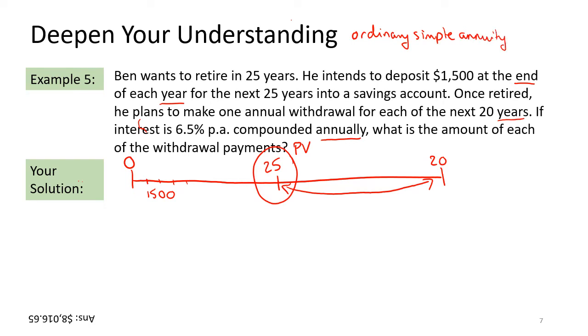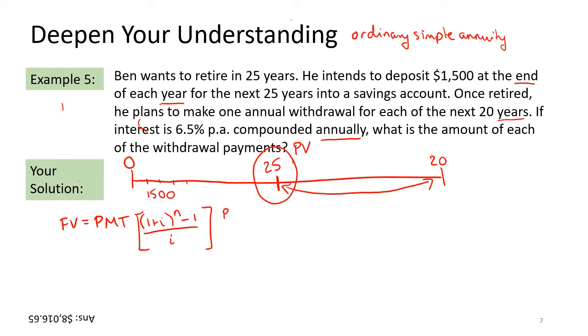So that means your future value calculation is equal to your payment times 1 plus your periodic interest rate, to the exponent n, your total number of payment periods, minus 1, divided by your periodic interest rate. Okay, so this is just to figure out how much his annuity is worth at year 25.